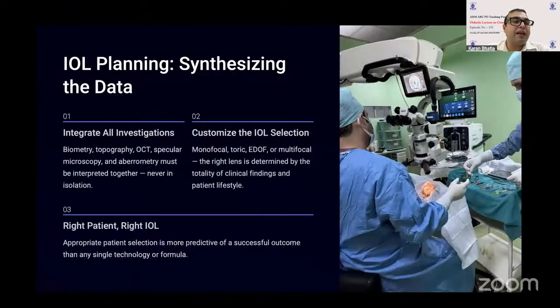Therefore, IOL planning is extremely important. And what I would say is, integrate all the investigations that I had discussed: the biometry, the topography, the OCT, the specular microscopy and aberrometry. Then customize the IOL selection according to the patient, the monofocal or a toric or an EDOF or a multifocal. The right lens is determined by the totality of the clinical findings and the patient lifestyle. Therefore, when you choose the right patient and put the right IOL in them, you will have a better outcome.